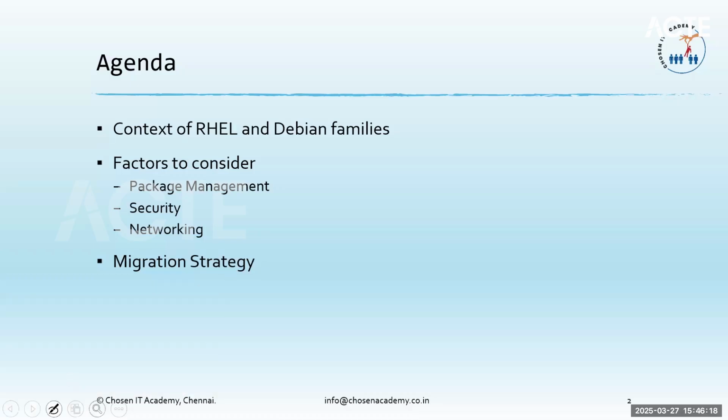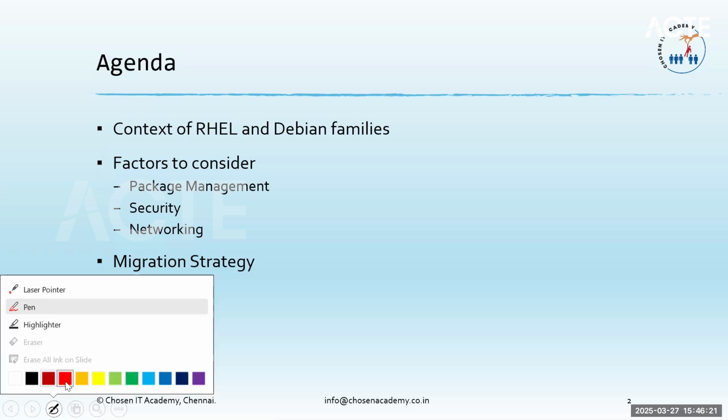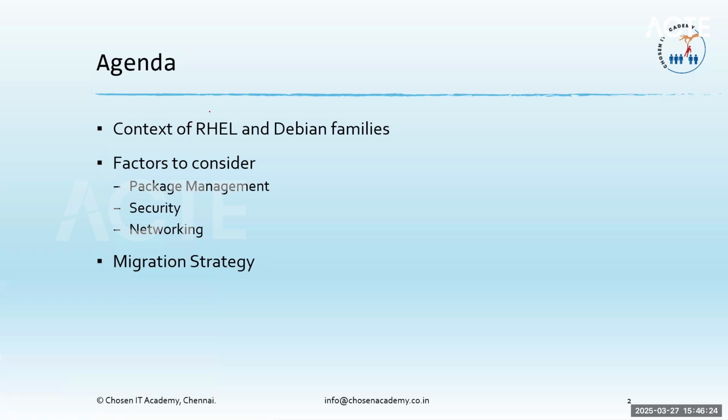For the agenda, we first need to understand the context. The major difference between CentOS and Ubuntu is their families. CentOS belongs to the RHEL family, and Ubuntu belongs to the Debian family. Let's understand these families and their differences, and then the factors to consider: package management, security, and networking differences. Then a sample migration strategy which we can adopt. These are the things we're going to see.